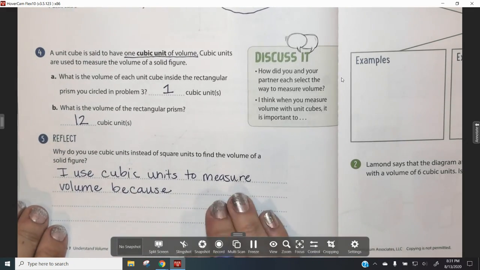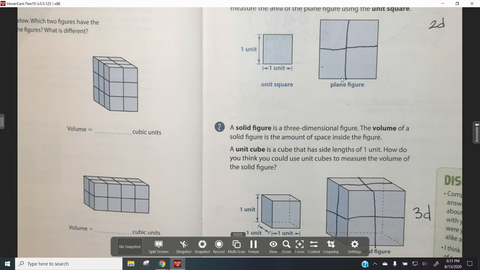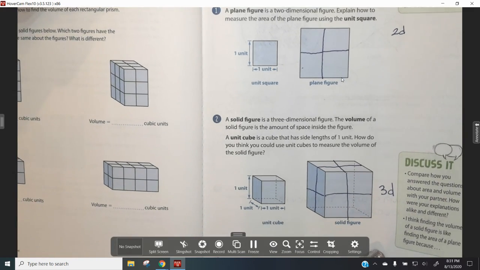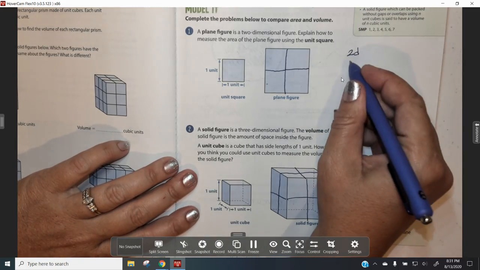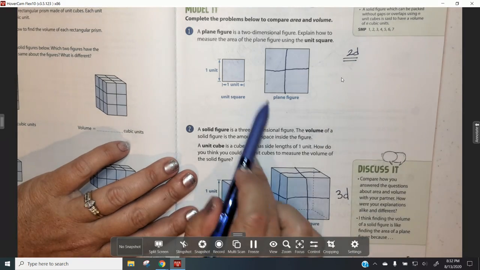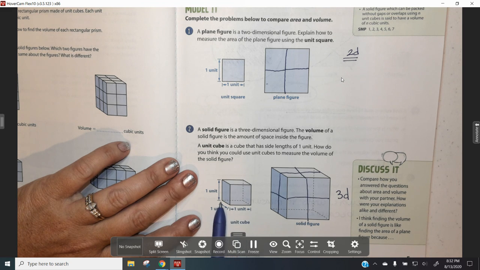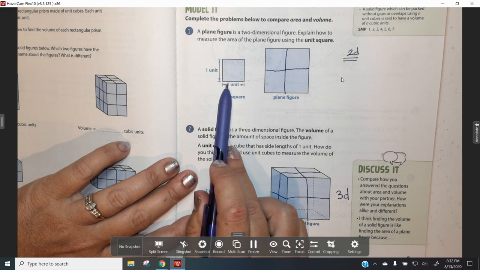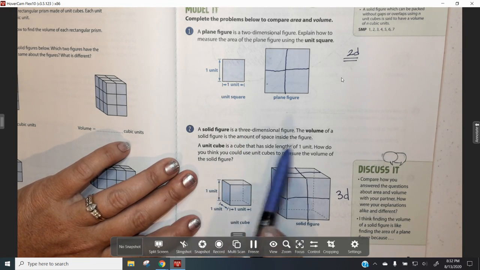All right, hopefully you finished your sentence. If not, hit pause and then come back and finish it. I want to just go over really quickly that I believe that the reason that you would use cubic units to measure volume instead of square units is because square units only work if you're measuring an object that is in 2D or a plane figure. A solid figure has a length, a width, and a height. So you would need to use a cubic unit to measure because it also has a length, a width, and a height. A unit square is missing one of those sides. It has a length and a width, but it does not have a height.